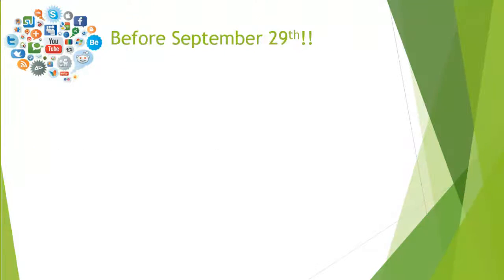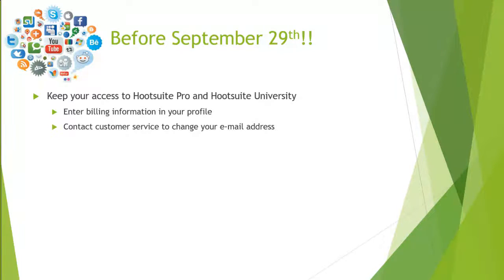Now, what happens in September? Before September 29th, which is when your Hootsuite Pro membership ends, you have a decision to make. You can keep your access to Hootsuite Pro and Hootsuite University. If you choose to do that, you need to enter the billing information in your profile. Probably you'll want to contact customer service to change your email address. Since right now your Hootsuite is connected to your Bobcats email, you might want to connect it to an email that you'll have more long term.